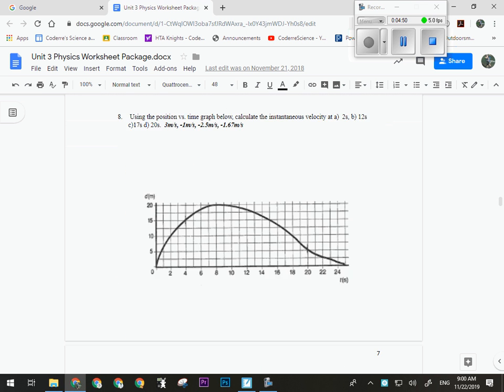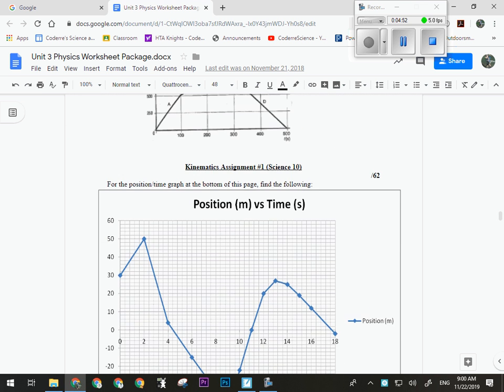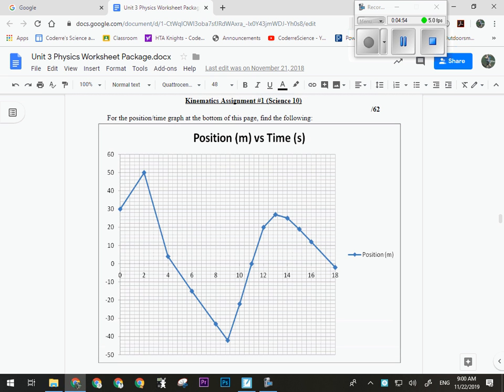Alright, so we just did that one. We're not doing the curve. We'll skip that one. Okay, so this one says kinematics assignment, but it's not coming in for marks.